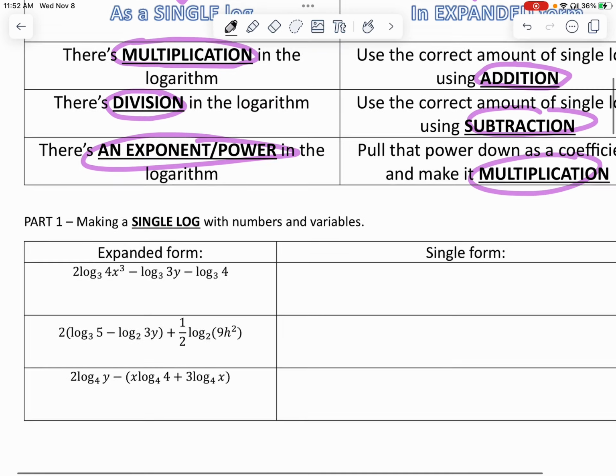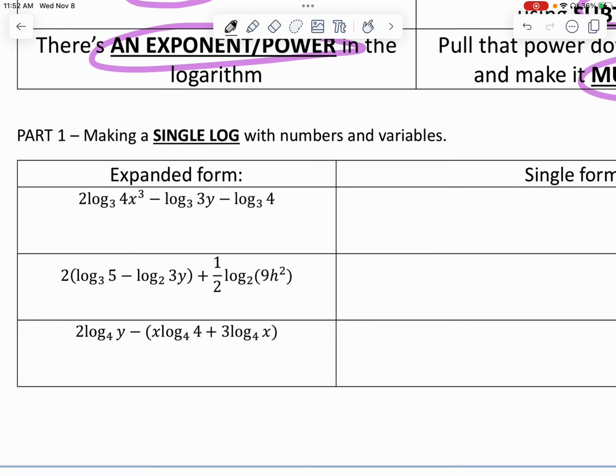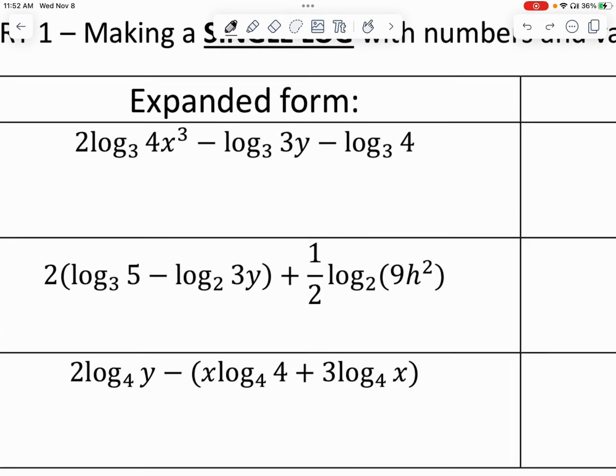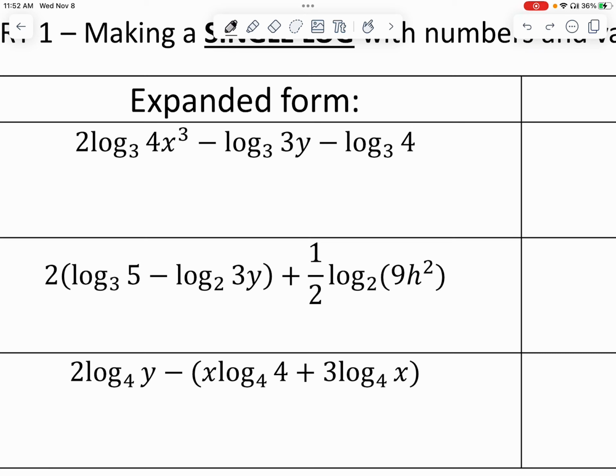Part 1, let's practice taking separate logarithms and making them into a single logarithm. I'll have numbers and variables in these problems. Here's your expanded form. Now, there's a lot going on. I chose three very difficult problems because I thought, let's just get it over with and then we'll break it down easier if need be. Just come see me in the morning or even during class.